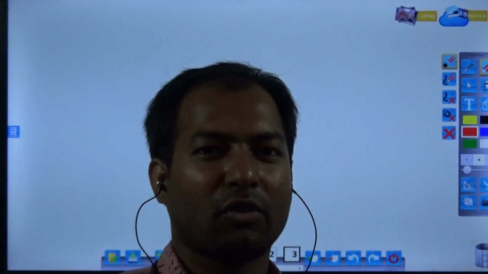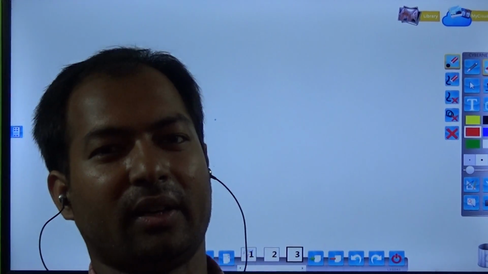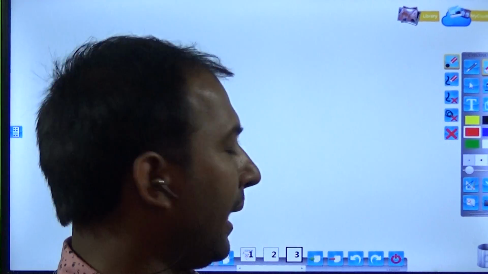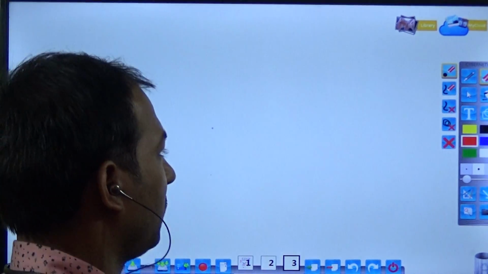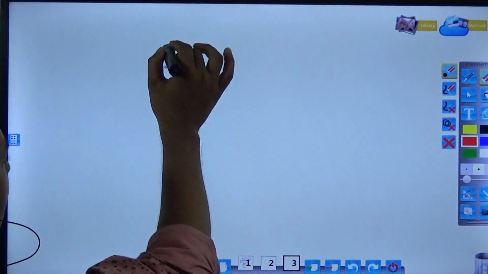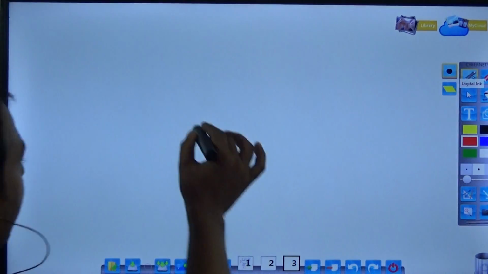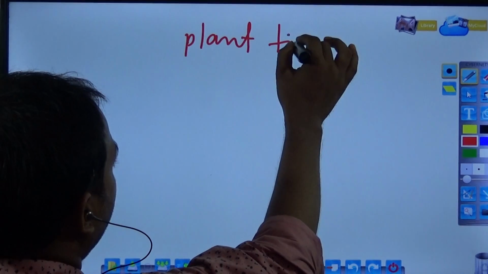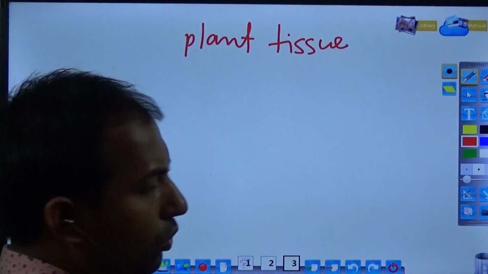Now I am going to talk about the structure of plant tissue and animal tissue. Okay, so now I am going to start. First, plant tissue. Now we will start plant tissue. There are two types of tissue. What is tissue? Do you know about tissue?